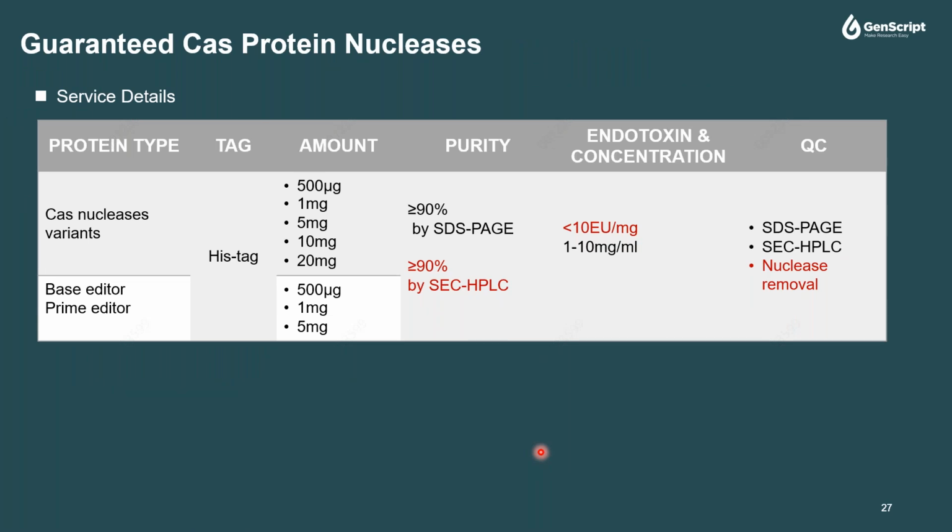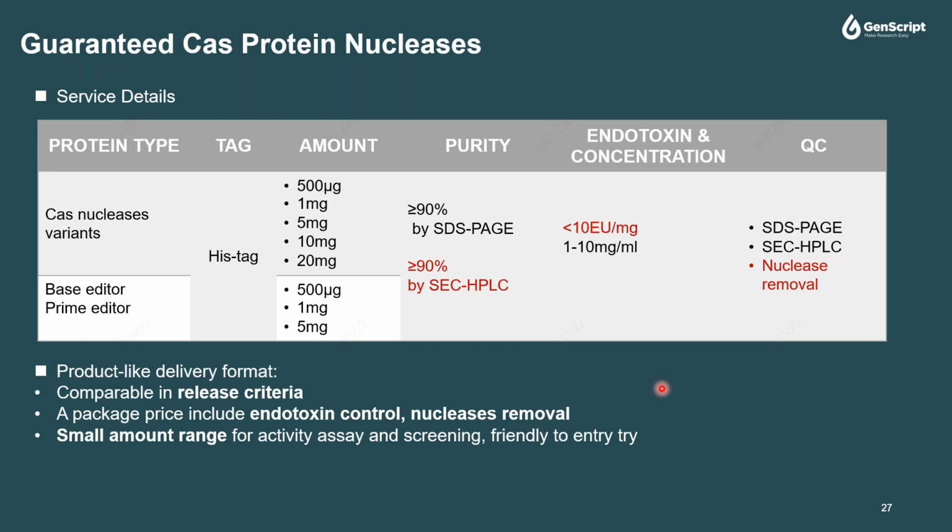So these days we have launched the guaranteed Cas protein nuclease package, and for all the Cas nuclease, base editors, and prime editors, we will provide a high QC standard, and we will deliver all the protein in 2 weeks to 6 weeks. It depends on the sequence of the nuclease that you want. Our product delivery format would be comparable in release criteria. Package price includes endotoxin control and nuclease removal. Also, we have a small amount range for activity assay and screening, friendly to entry-level trials.